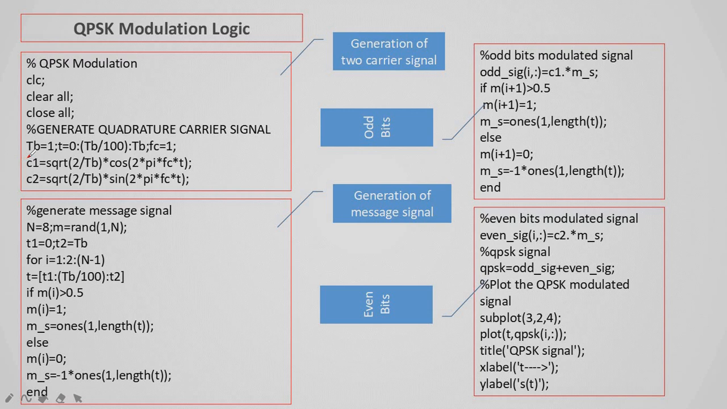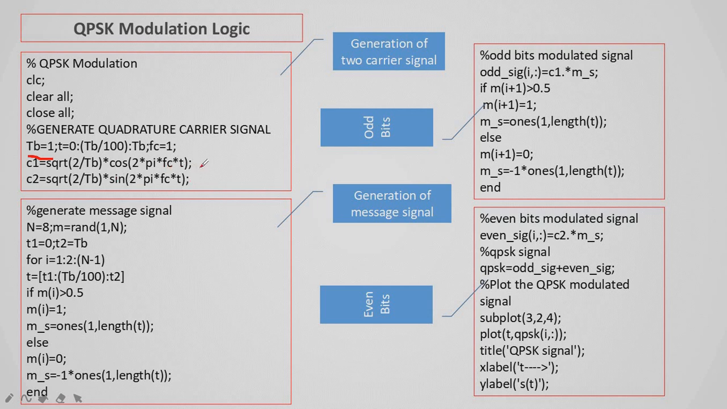For that, Tb is the time period for the binary bit; you can consider 2 also. t equals 0 to Tb by 100 to Tb. This is the time period divided into 100 units, meaning from 0 to 1 it will be divided into 100 small units. And the carrier frequency I have set as 1; you can take 10 also. First I will write the equation: c1 equals square root of 2 by Tb times cos of 2 pi f t. Then c2 is square root of 2 by Tb times sine.